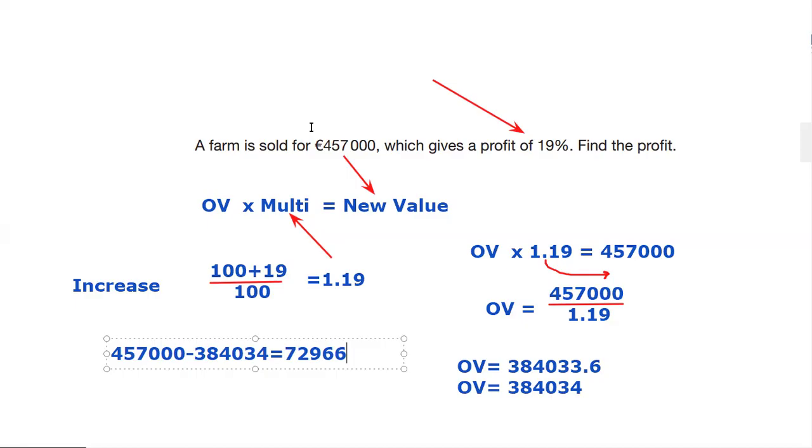So basically, if they tell you to find the profit, just find the original or the new, depending on the question, and subtract them from each other. That's it for this question. I hope you understood the idea. Let's move on to the next question.